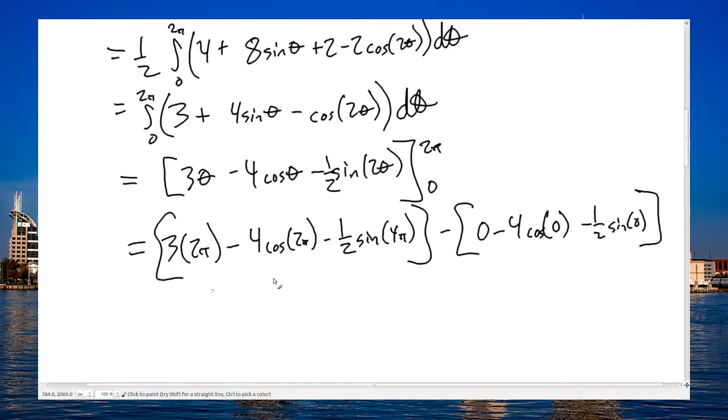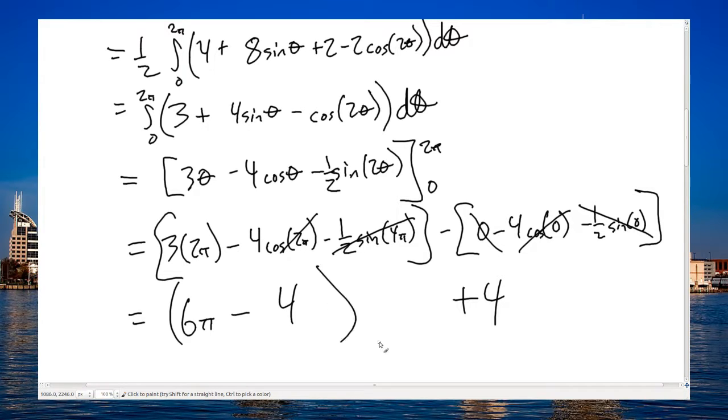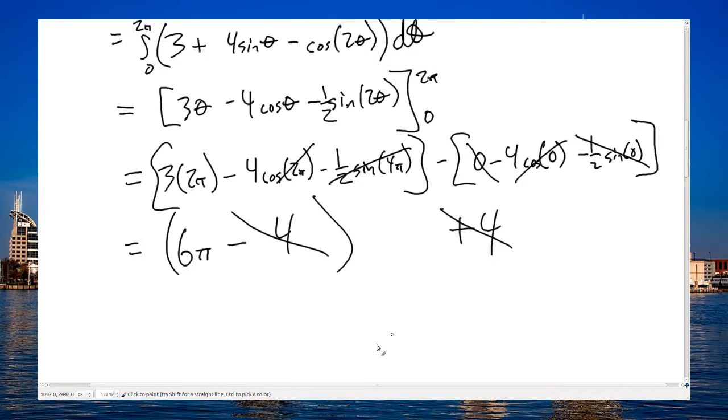And this is one of those cases where you need to remember, don't ignore the 0 because not everything zeroes out. This is a 0, that's 0, but cosine of 0 is 1. So I've got minus a -4 here, so I got a plus 4 on the right. Here on the left, I've got a 6 pi minus cosine of pi over 2 is 1, so minus 4. And then I have a minus 1/2 sine of, that is a big fat 0 there. So it looks like my -4 and my +4 cancel. So I'm left with 6 pi for my area there.